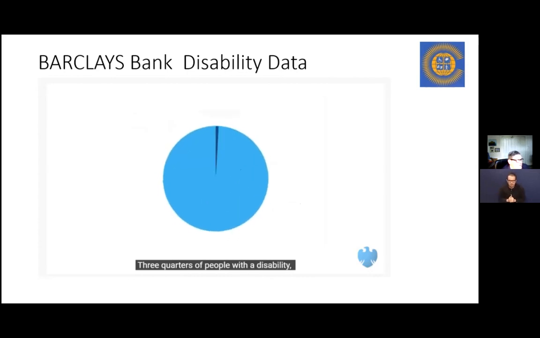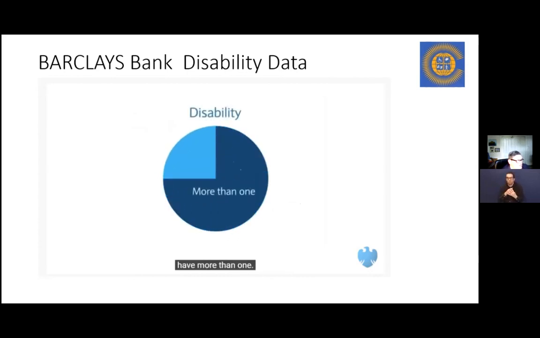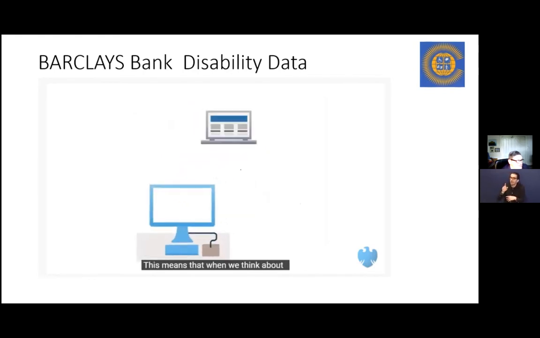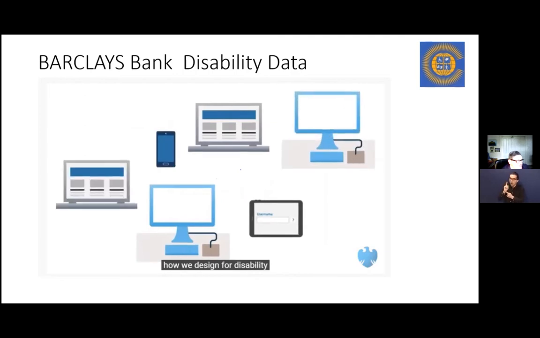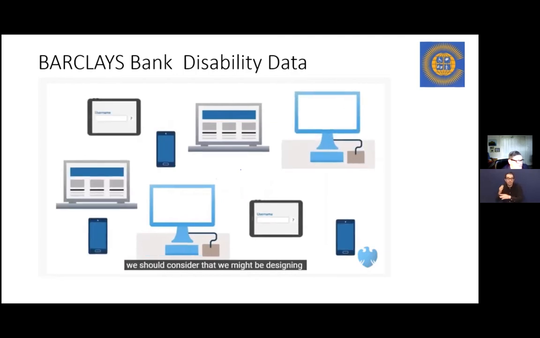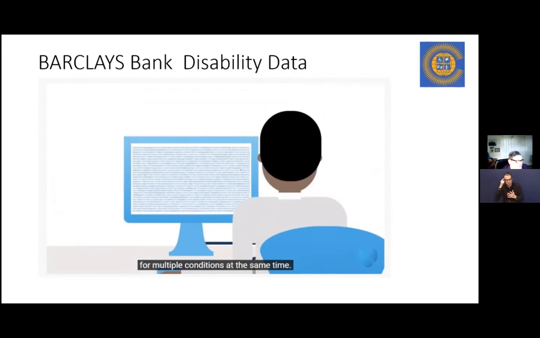5. 3/4 of people with a disability have more than one. 3/4 of disabled adults in the UK have at least 2 disabilities. This means that when we think about how we design for disability, we should consider that we might be designing for multiple conditions at the same time.